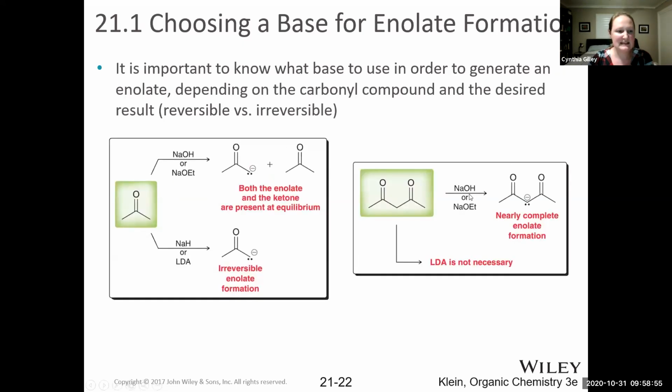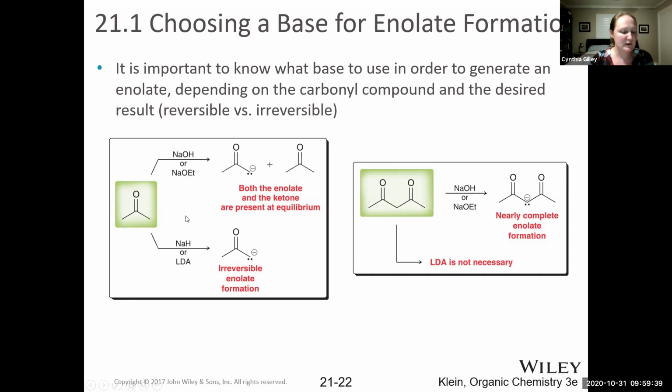So let's review. In summary, if you're dealing with a simple aldehyde or ketone and treating it with a stoichiometric amount of a base such as sodium hydroxide or sodium ethoxide, right, we're going to convert part of the ketone to an enolate, but a significant amount of the ketone or aldehyde will still remain in solution. And the reason why is even though this is considered a strong base, it's not a strong enough base to completely deprotonate the alpha protons because the alpha protons are not that acidic. And this is not as strong a base as some other choices.